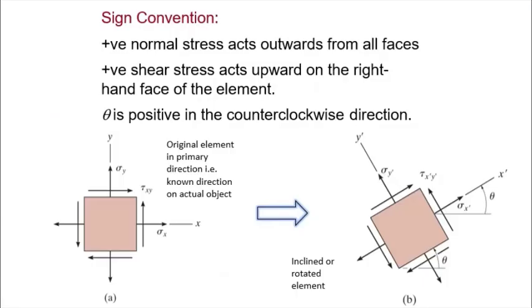Alright. Theta is positive in the counterclockwise direction measured from the reference axis, because theta refers to the angle of rotation. So in this case here, theta is positive counterclockwise from the reference axis. So this is x, that's the reference. So x prime going counterclockwise gives you a positive theta. If it goes downwards, then theta is negative. So that's minus theta.